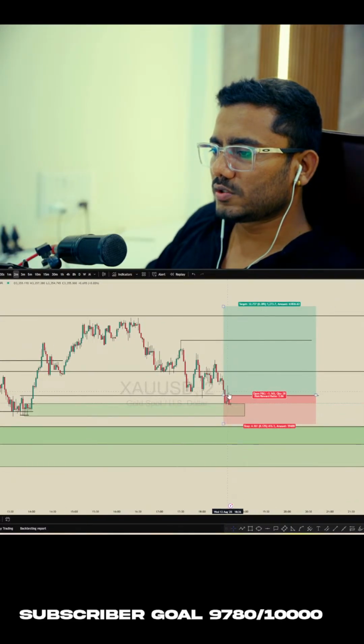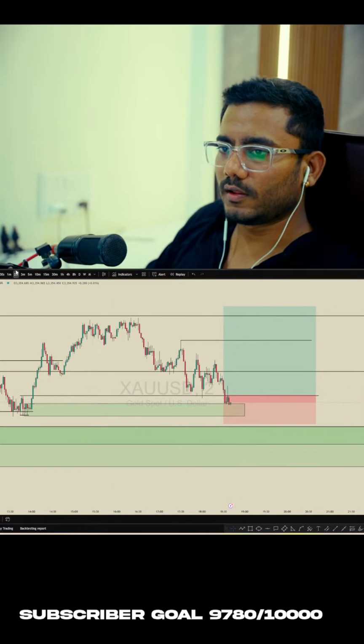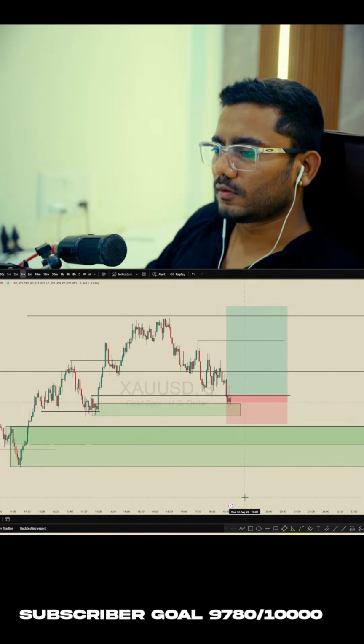This candle closed below this. I entered very quickly. I wanted to see a downside wick here.